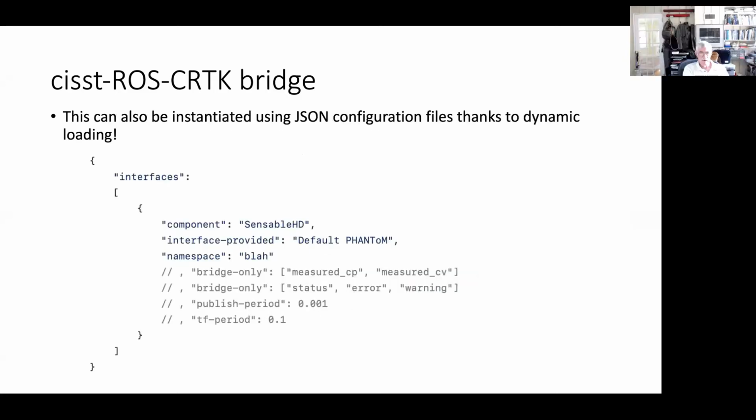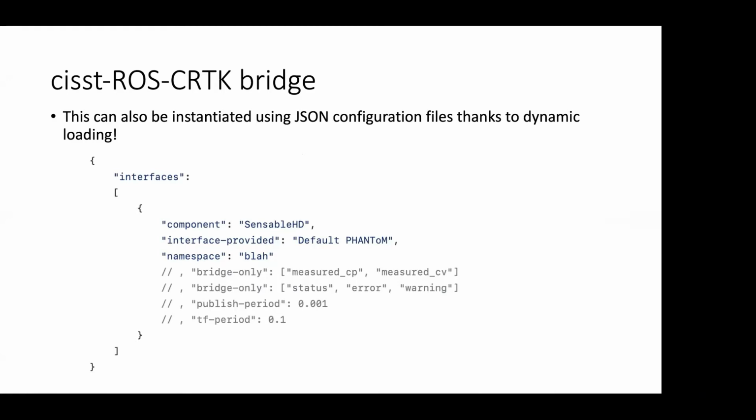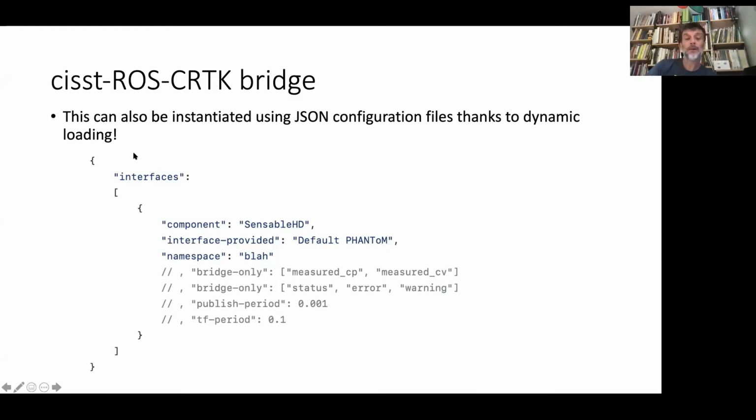Icing on the cake, cisst multitask can use dynamic loading. So you can have a cisst-ROS-CRTK bridge and say, hey, by the way, I want to interface. This is a list of interfaces I want to wrap. This is a component name, let's say the Sensable HD. Which interface do I want? The Omni. And I can create whatever namespace I want. Clearly here I was playing with it when I was developing the code. So you can call it Omni1, Omni2, left, right, whatever. But you can also select a subset of commands. If you don't want to publish everything because that's too much, you can select a subset. And you can control the publish period and the TF period using a config file. Zero code, just a JSON file.